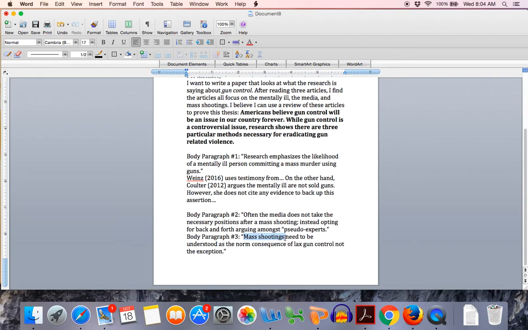Instead, we need to see this as a usual thing that will happen until gun control policies are put into place. And so again, what the research is saying about that, the importance of talking about mass shootings as the norm, what might that do for gun control and gun control policies.